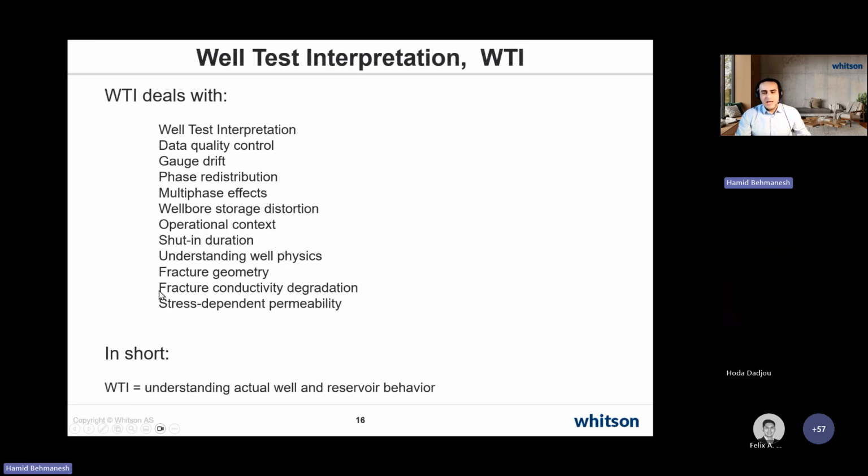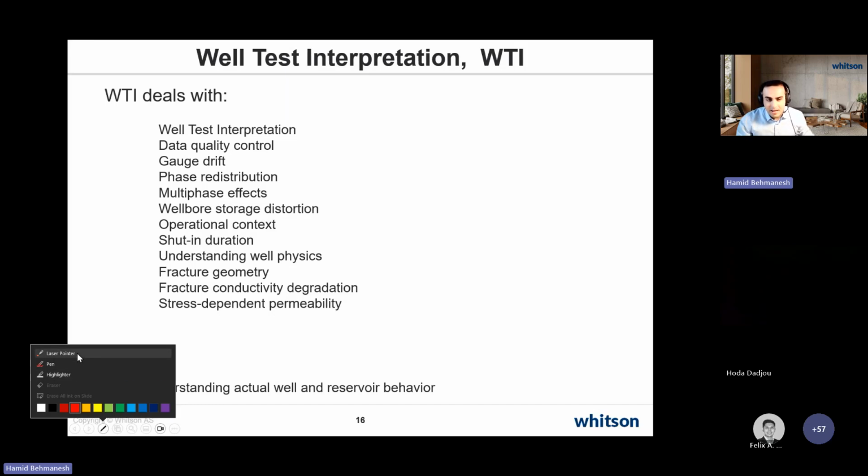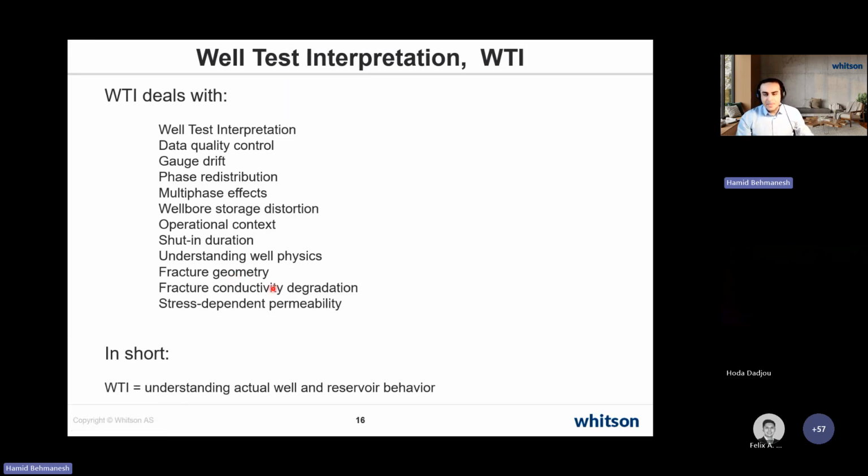Fracture geometry, whether the fractures are infinite conductivity or finite conductivity, is another thing that we can get from the well-test interpretation. And also stress-dependent permeability. So in short, well-test interpretation is understanding the actual well and reservoir behavior. Once we understand it, we're going to transfer it to PTAs. But this is the primary step. We need to spend 50% of our time dealing with these before filtering our data for the PTA work.